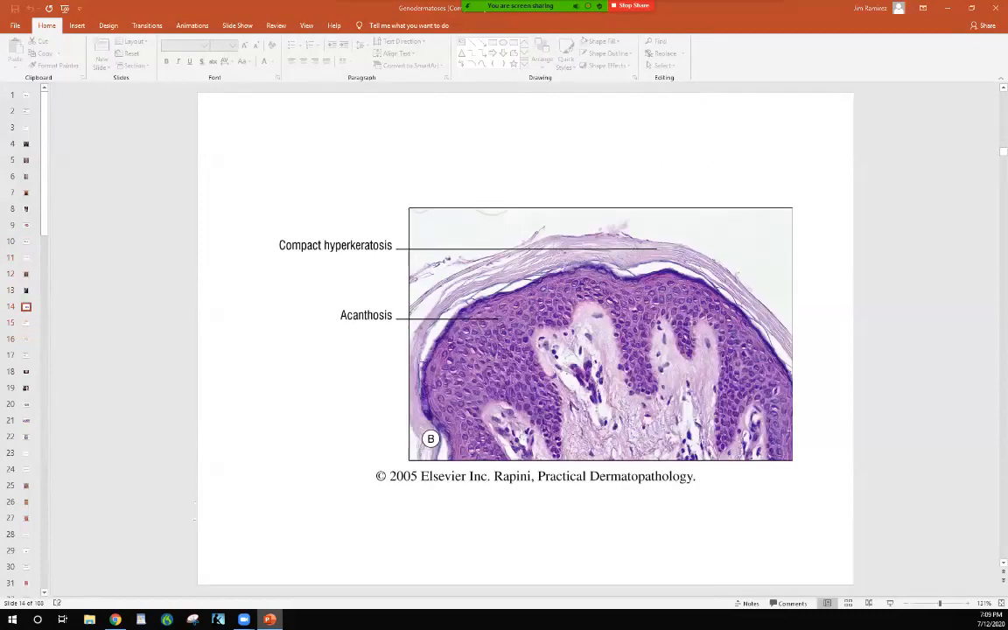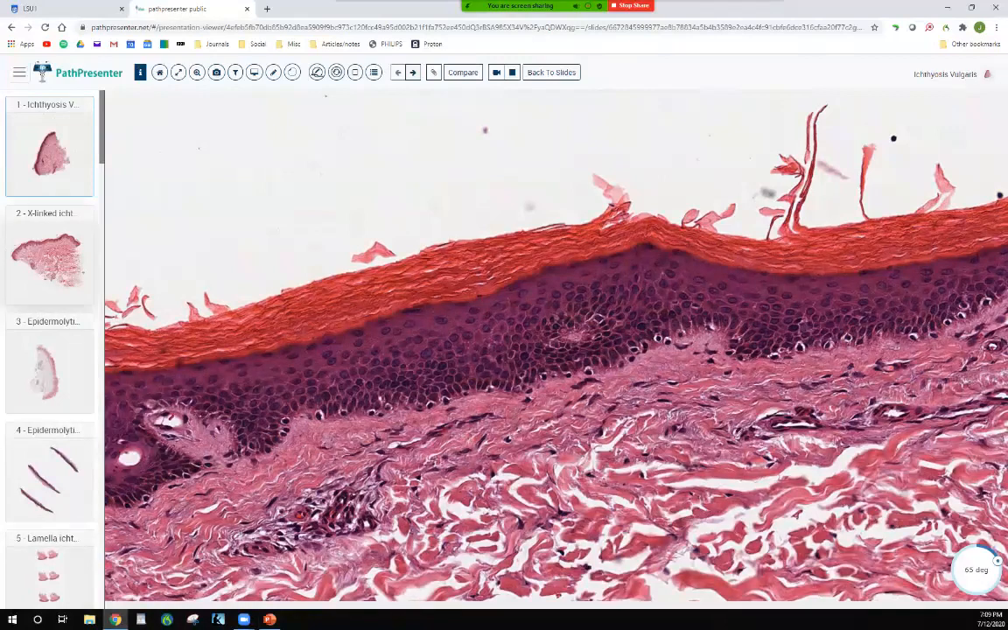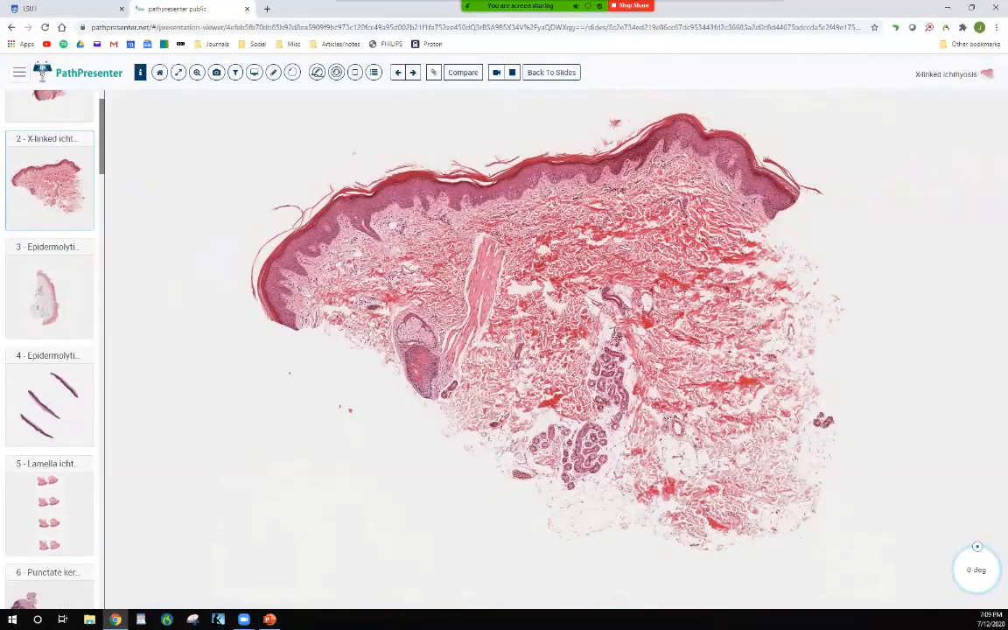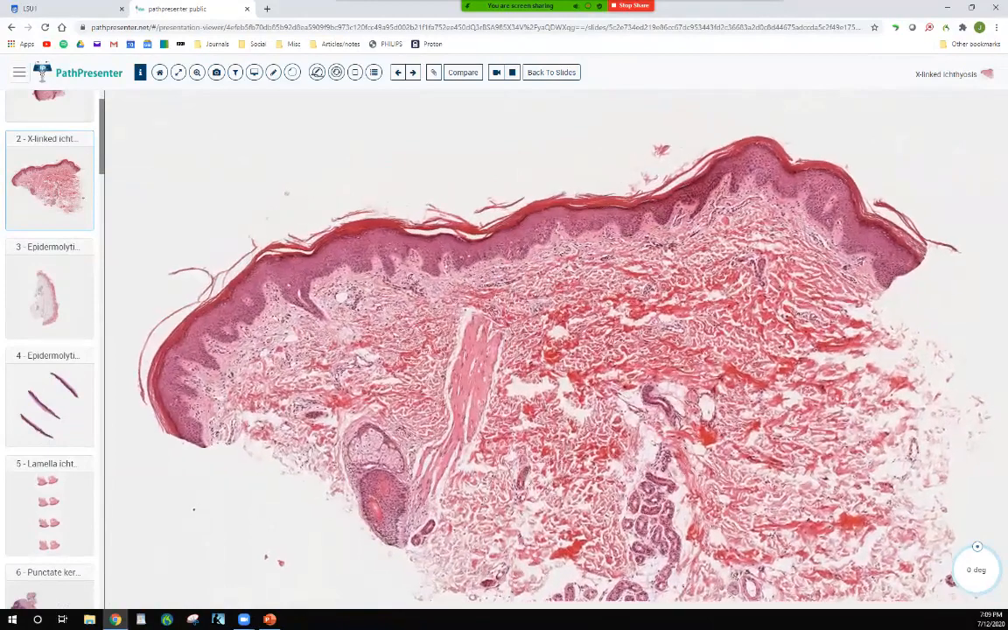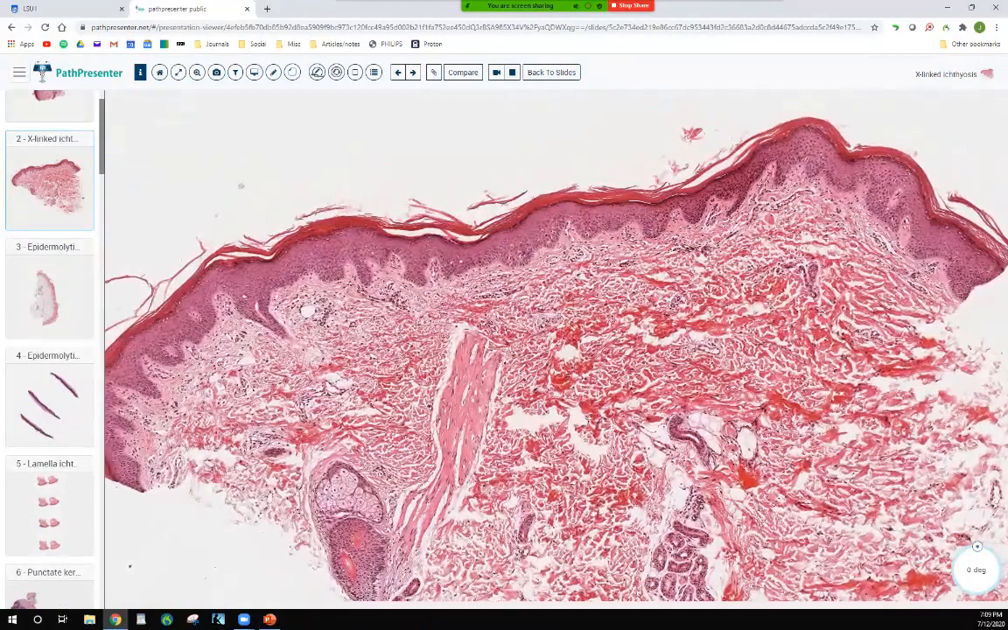Oops, let me go back. So let's go to PathPresenter, and here's this low power of X-linked ichthyosis. I'm also going to be talking a little bit about lamellar autosomal recessive ichthyosis. To tell the difference between the two histologically can be very, very difficult. So that's why I was focusing more on telling the difference between these and Ichthyosis vulgaris, because this one, X-linked ichthyosis, has more of a retained or thickened granular layer.